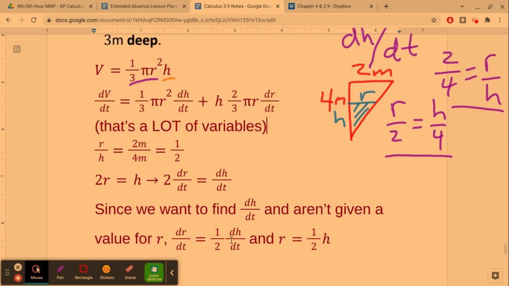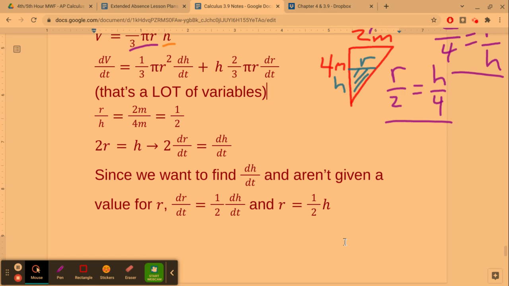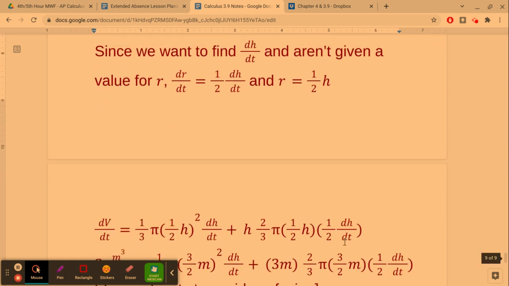So now I can take all those variables and cut it down a little bit by describing everything that has an r in it, or a dr/dt in it, with dh/dt and h. Cool. So in this next step I'm going to replace all the dr/dt's with 1/2 dh/dt's, and I'm going to replace all the r's with 1/2 h's. That's what I'm going to do. Here comes the next step.